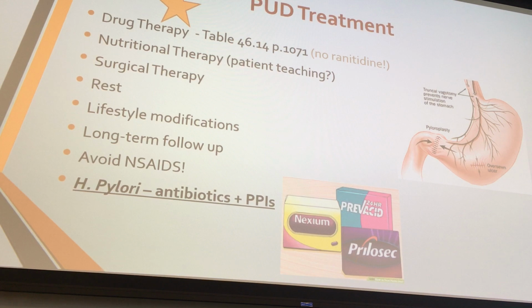So the best thing that you can do is tell your patients that they have to have antibiotics and the PPIs, okay? They just can't keep taking Prilosec or Prevacid and hoping that things are going to go well, because it's an infection. Does everybody understand that this infection causes peptic ulcer disease?